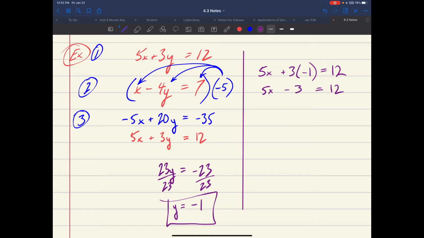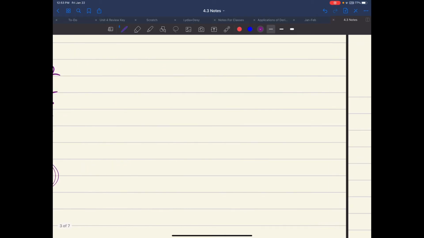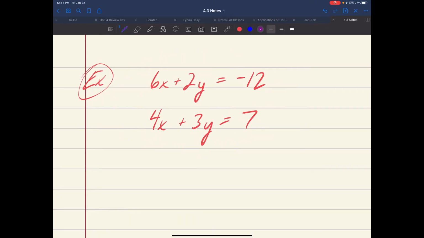So beyond the first step where I multiplied that equation by negative 5, it's all the same as substitution. Once you eliminate, you're just solving for the other variable. So add 3. This is 15. 5x equals 15, so 5 times 3 is 15. So my solution to this system is 3, negative 1. And I'll do several of these because usually it takes multiple examples to learn them.